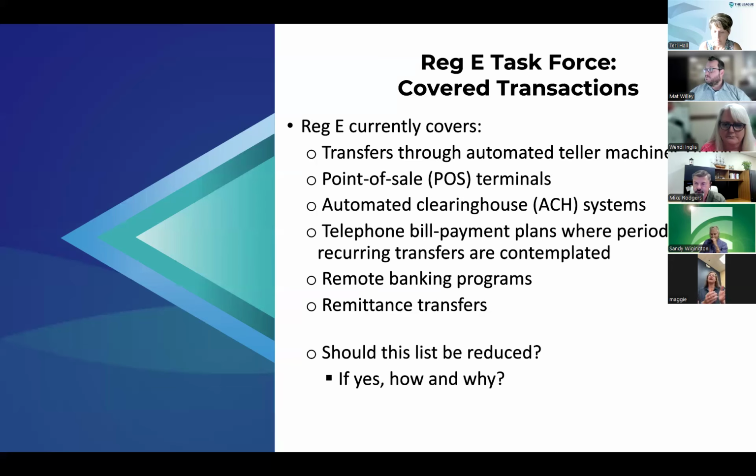So maybe what we're saying is that these two might be together. These ATM and point of sale terminal transactions under Reg E might be together, but it's how those transactions take place that maybe is the differentiator. If it's in-person, card present versus card not present. Is that sort of where we're kind of going?